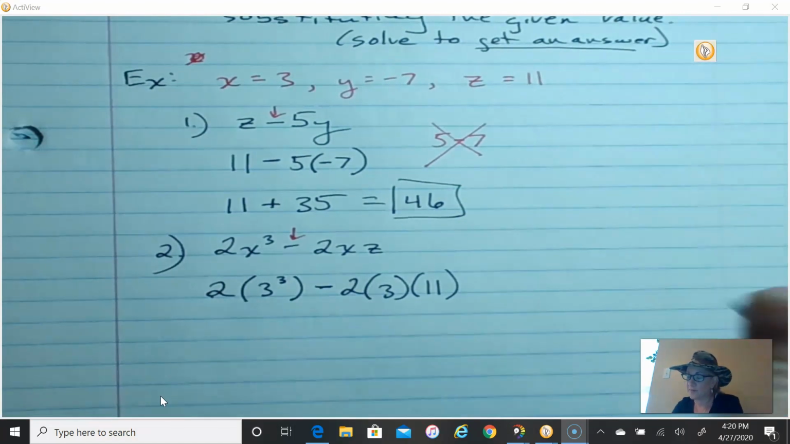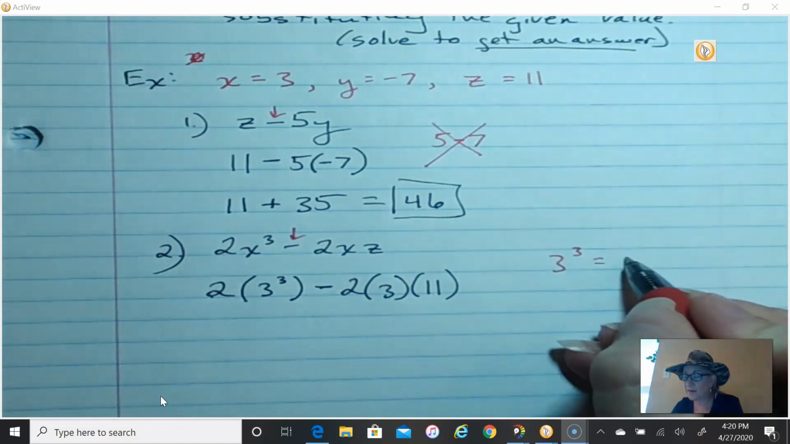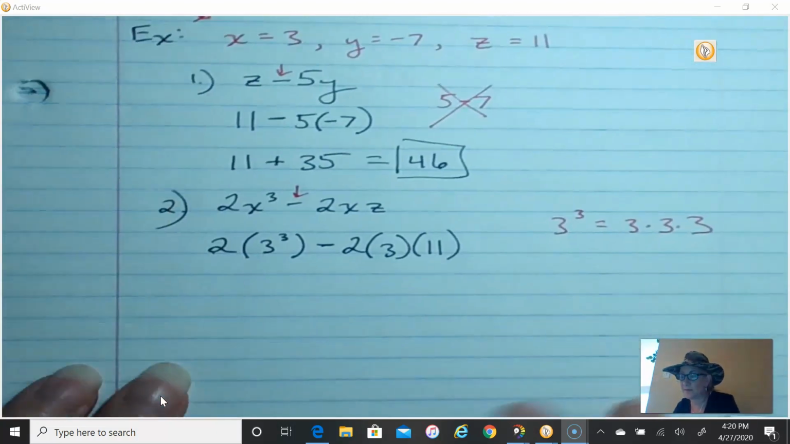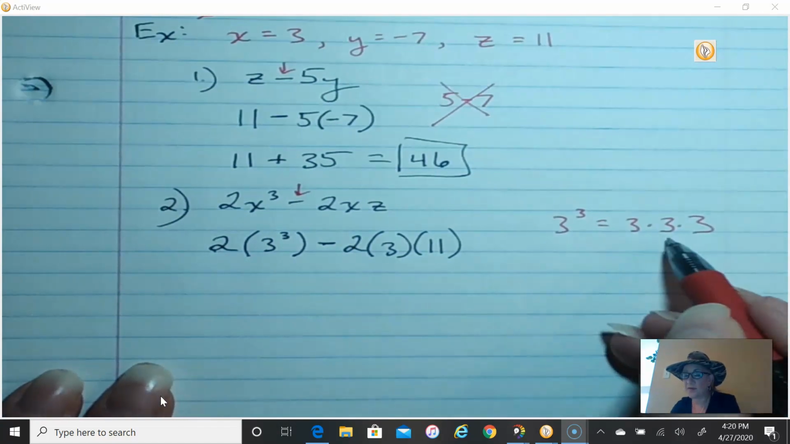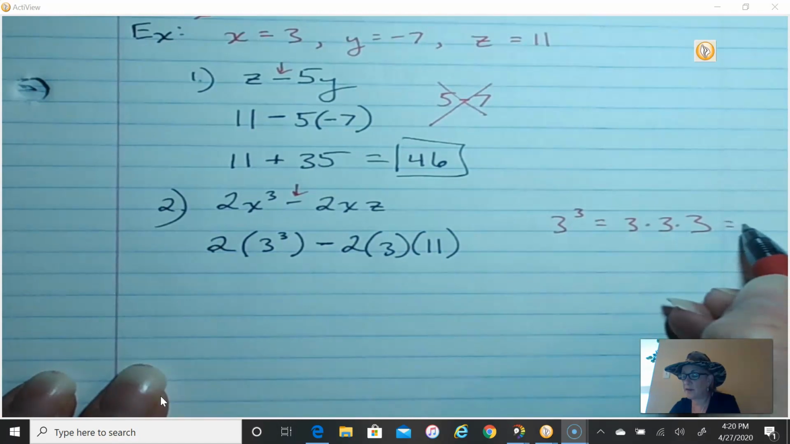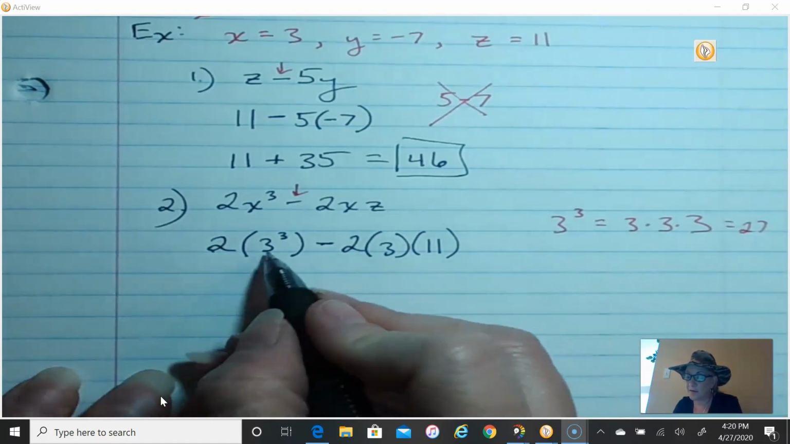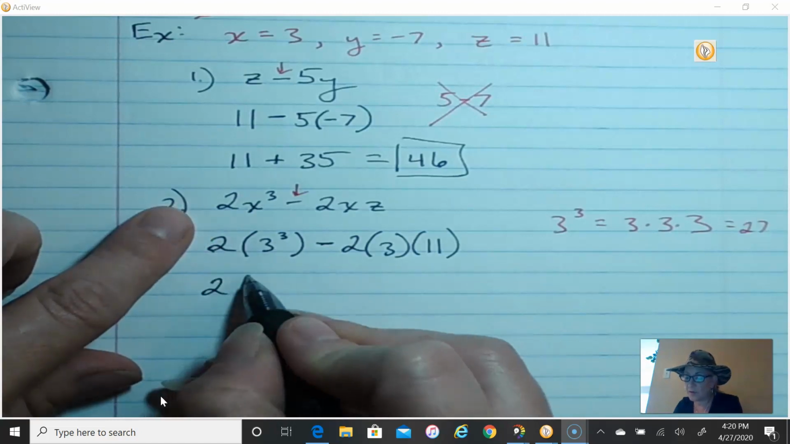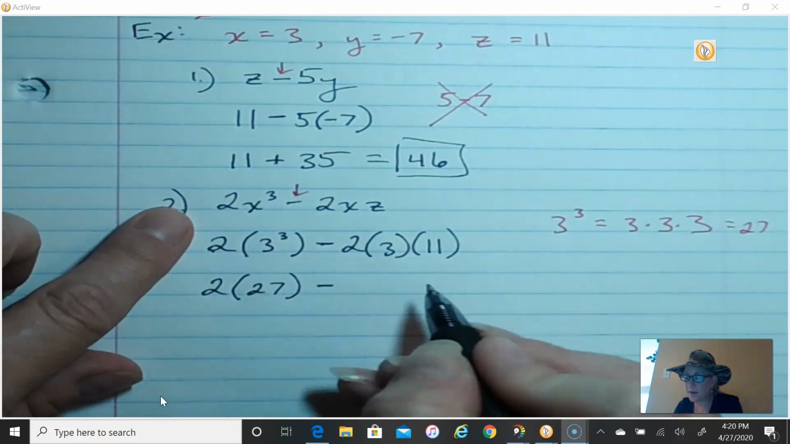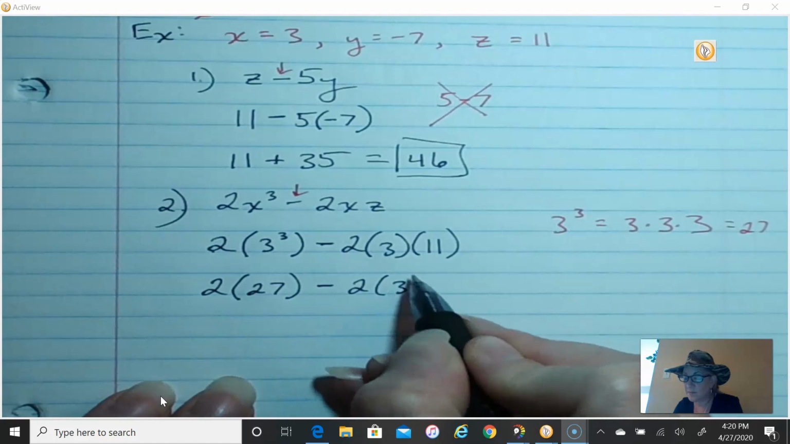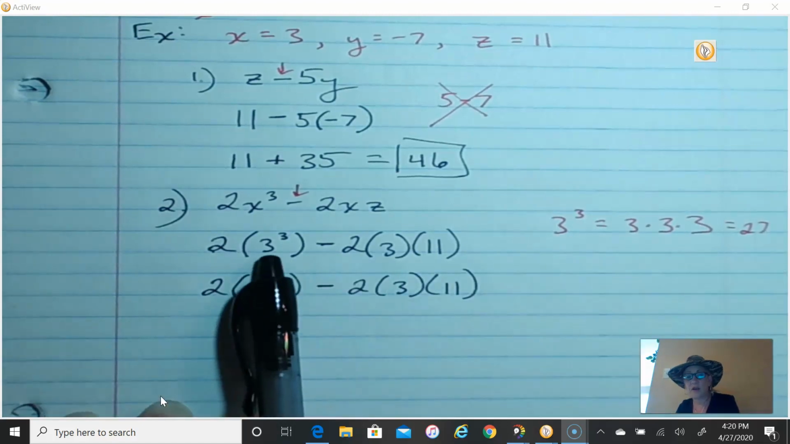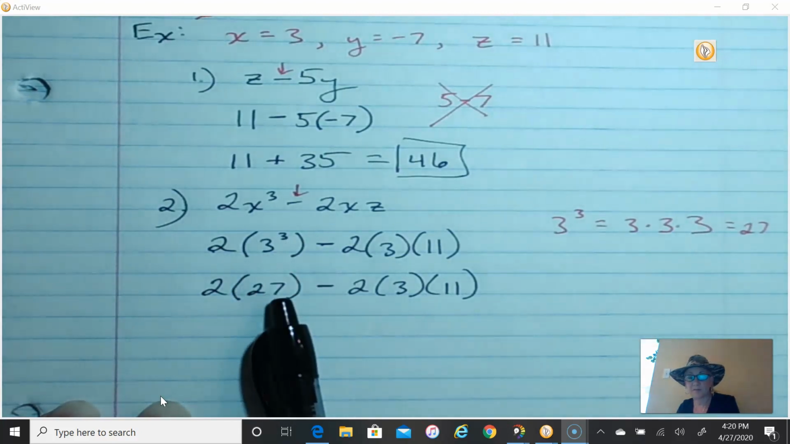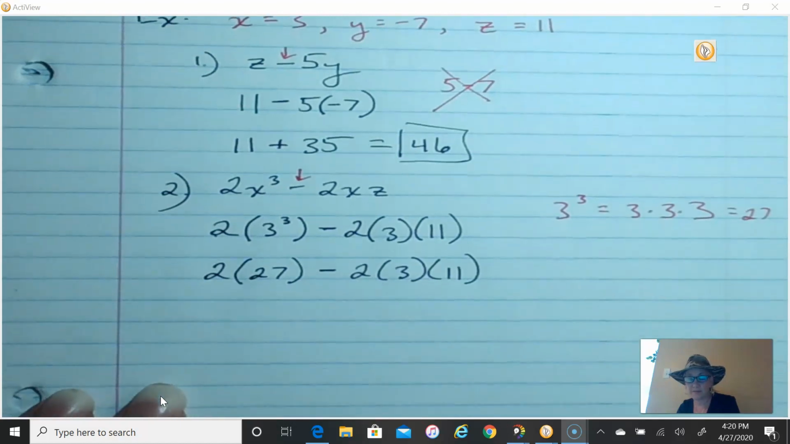Now 3 cubed, remember that means 3 times 3 times 3, 3 times itself 3 times. 3 times 3 is 9. 9 times 3 is 27. All right, so this is what's done first in our PEMDAS, or order of operations. So 2 times 27 minus, and I'm just going to rewrite this for now. We're doing step by step, but as far as order of operations, you've got to do your exponents first. Okay?